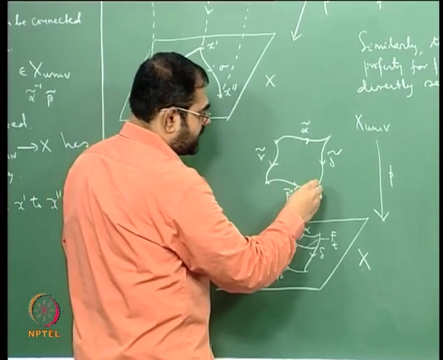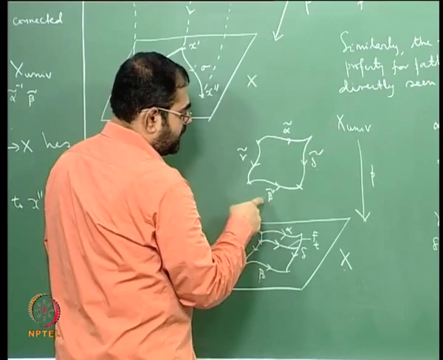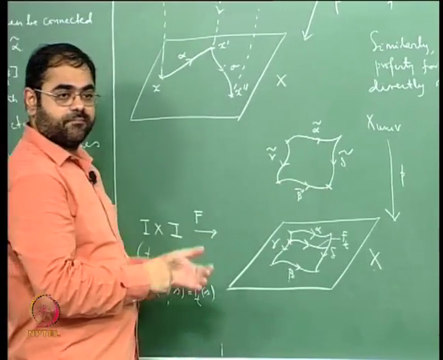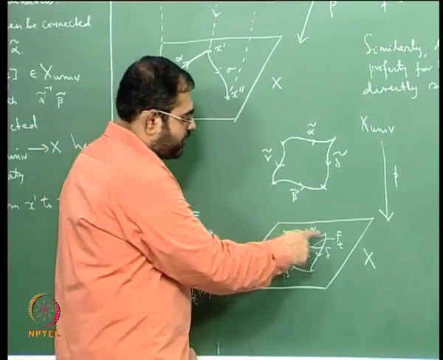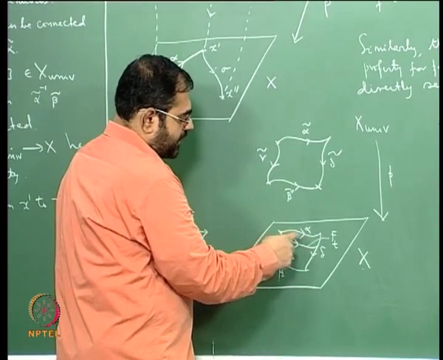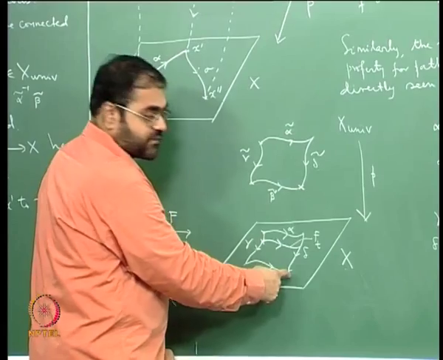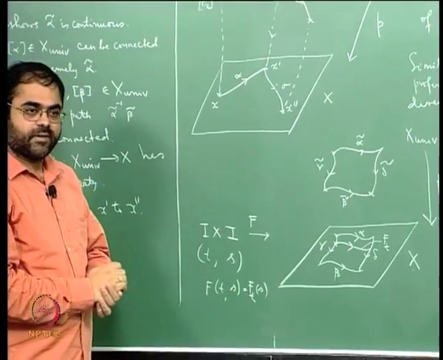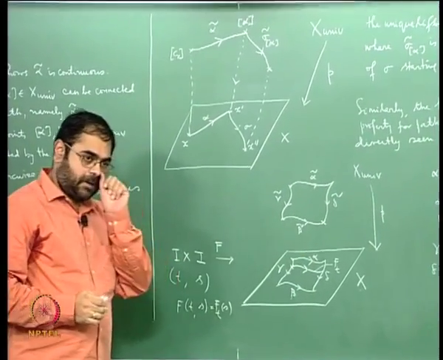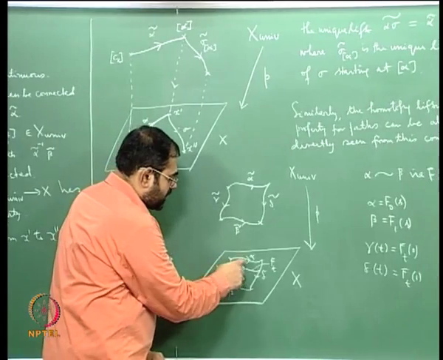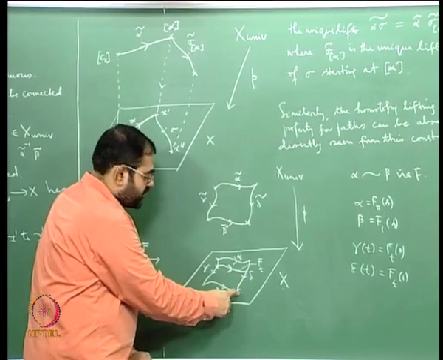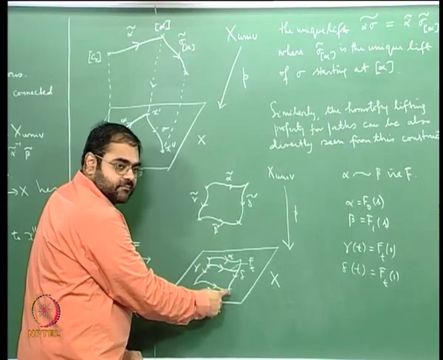And the fact is that the endpoint of delta tilde and the endpoint of beta tilde will be the same. That is because if you look at this picture, it tells you that alpha followed by delta is fixed endpoint homotopic to gamma followed by beta. This picture itself will tell you that this path alpha followed by delta is FEP homotopic to gamma followed by beta.